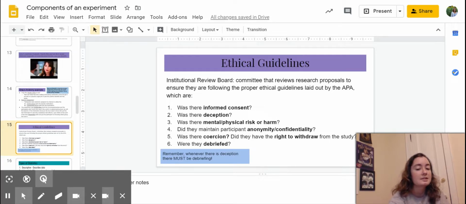Did they maintain participant anonymity or confidentiality? And then was there coercion, or did they not have the right to withdraw from the study? So were they kind of forced to stay in it? An example of that is the Stanford prison experiment, which we'll talk about in social psych. They weren't really given the option to leave.